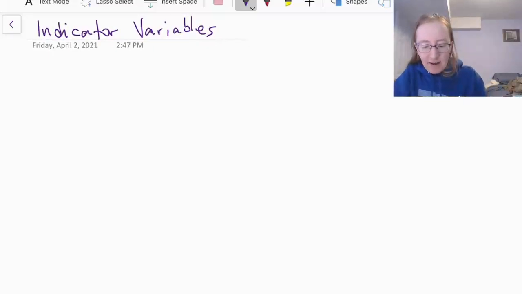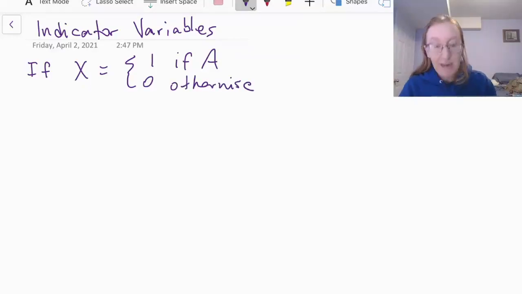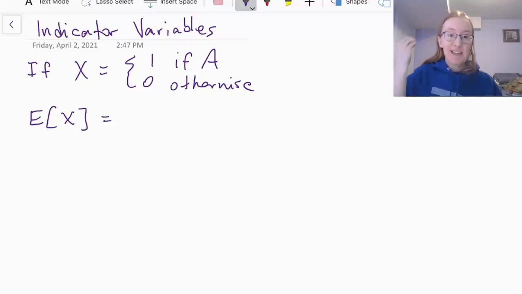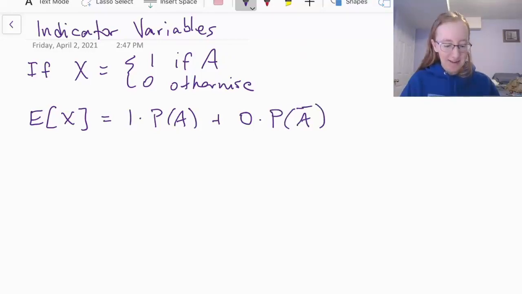The idea is, if X is equal to, say, 1 if A occurs and 0 otherwise, then we can have a couple of really quick and easy results. So first of all, if we want the expected value of X, by definition, it's the random variable's value times the probability it takes on that value. So that's going to be 1 times P(A) plus 0 times P(not A). But 0 times P(A) is just 0 because it's being multiplied by 0, and 1 times anything is just that thing, so it's P(A).